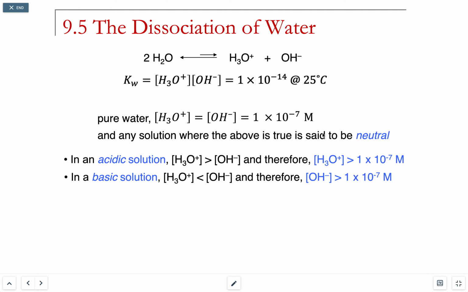Now, all we want to say on this slide is that if you have pure water, these concentrations are identical, and we say that the solution is neutral. It's neither acidic nor basic. But when the hydrogen ion concentration is greater than hydroxide, then we say it's acidic. And when the hydrogen ion concentration is less than hydroxide, we say that it's basic.